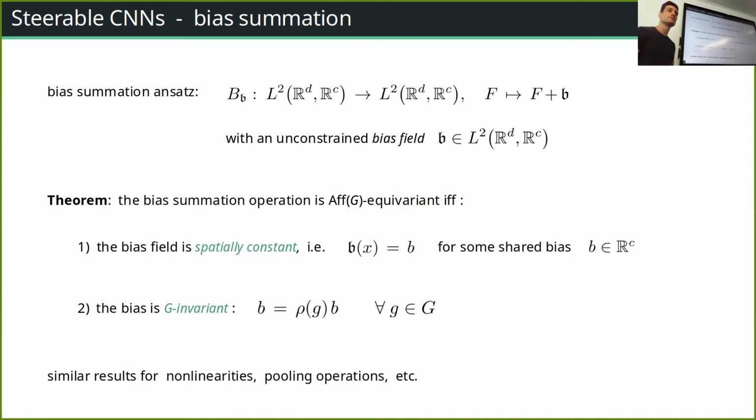What is a bias field? A bias field is just, yeah, a square integrable map from R^d to R^c. So it's just a field of biases, but you could have a different bias vector at each point. And then from the symmetry constraint, we get that you have to use the same bias at each position. Okay. Since otherwise, if you would translate, then you would suddenly start summing different biases to different positions. And yeah, it has to be spatially constant in order to be translation equivariant.